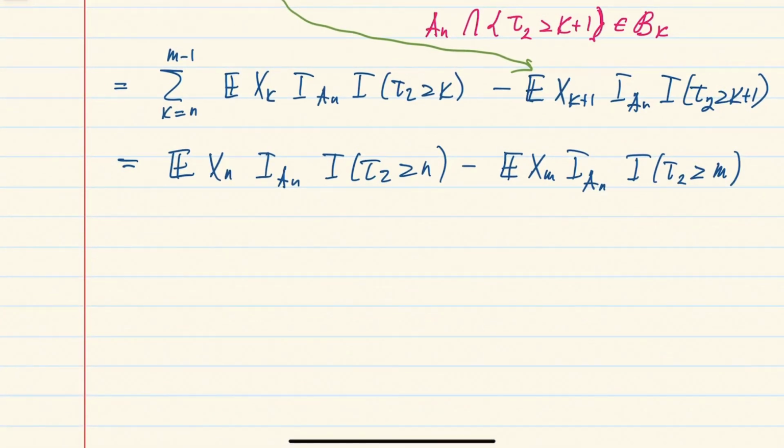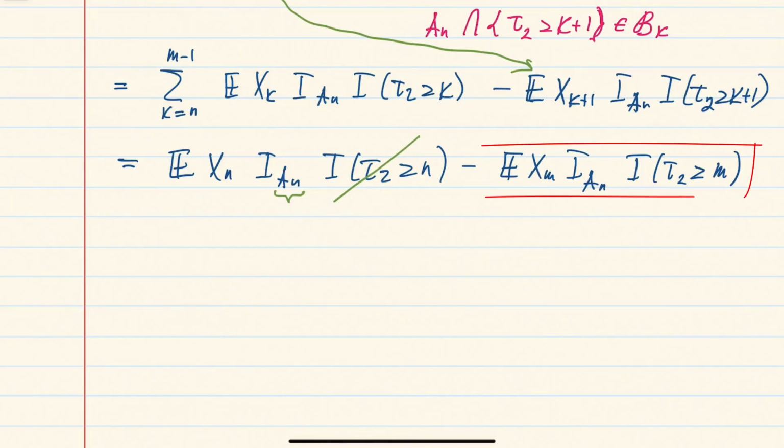The first term here, you can again, if you wish, erase the last indicator because it's already included in the set An, as we said above, because set An already contains the fact that tau1 is equal to n and tau2 is greater or equal than tau1. So you can erase the second indicator if you like.